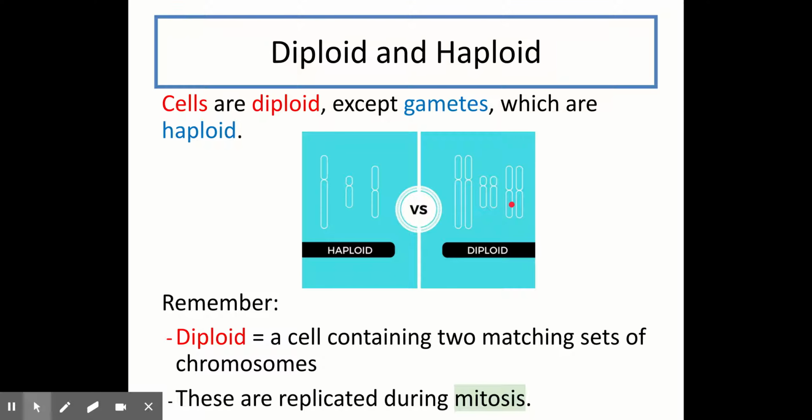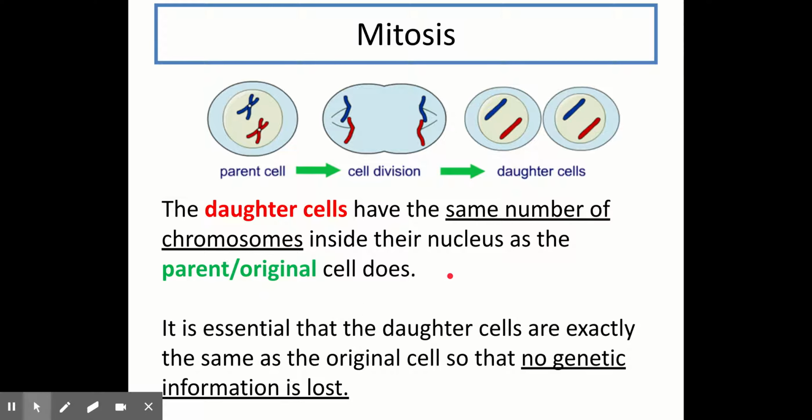So diploid cells have two matching sets of chromosomes inside their nucleus, and these need to be replicated during a process called mitosis, which is our focus in this lesson. So if we think about a cell that has, for example, 46 chromosomes like ours, when our bodies go to make new cells, they want those new cells to contain all of the same genetic information that was in the original cell. So in other words, we want each cell to still have the 46 chromosomes that contains all of the genetic information that codes for us.